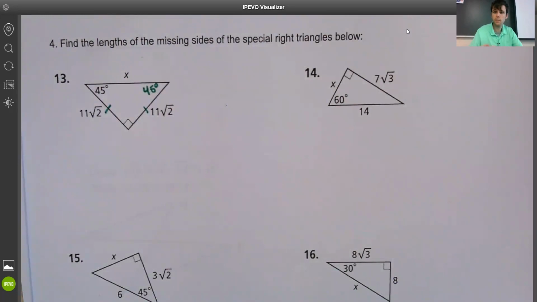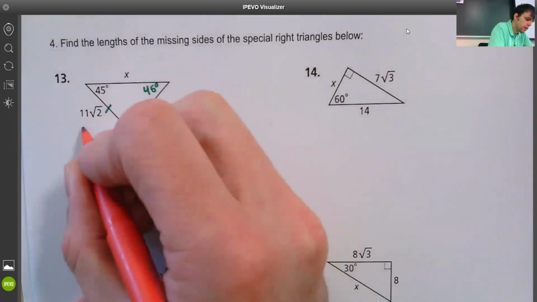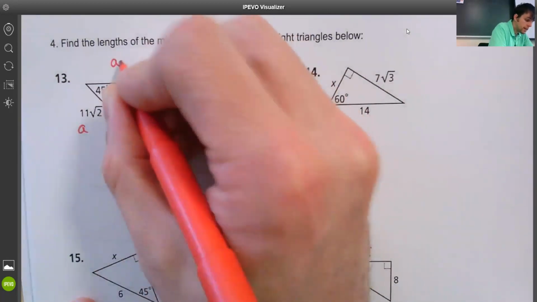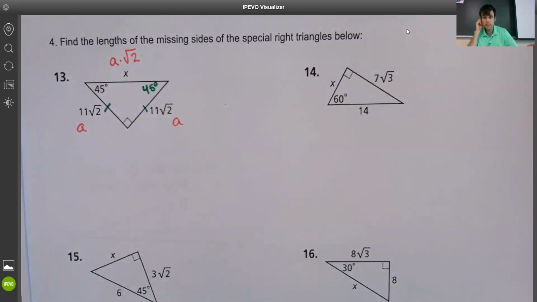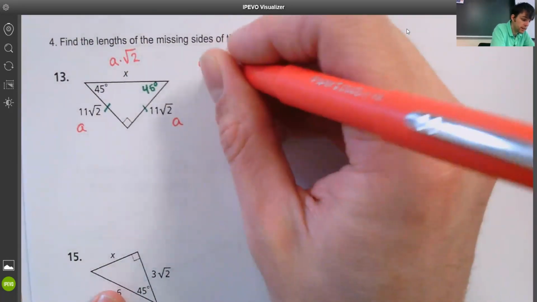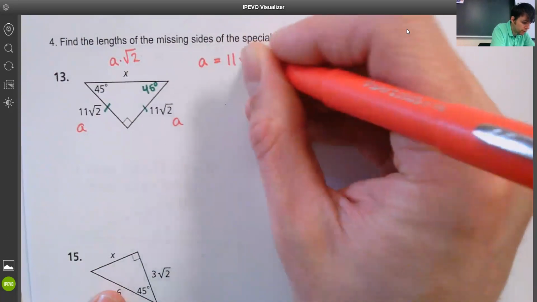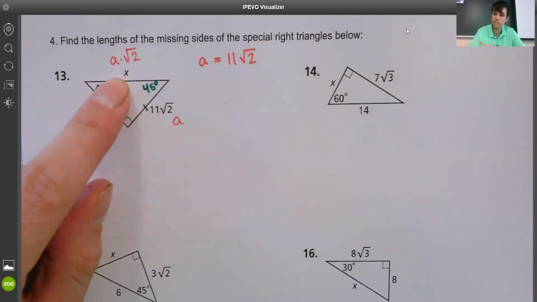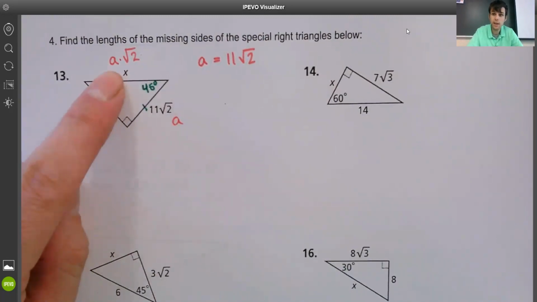Now, here is something I like to do every time I'm looking at these special right triangle problems: figure out what side is what. These legs are always referred to as my A, and the hypotenuse is A times the square root of 2. We're missing the A times square root 2 side, and we know the A sides. So in this triangle, our constant, our A value, is 11 times the square root of 2. We can easily solve for this missing side, the hypotenuse, by taking our A value and multiplying it by the square root of 2.